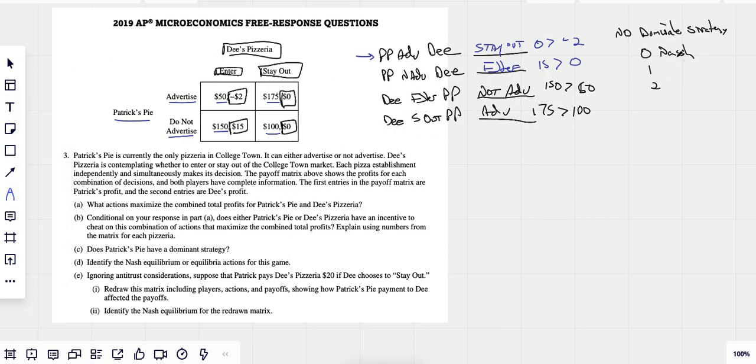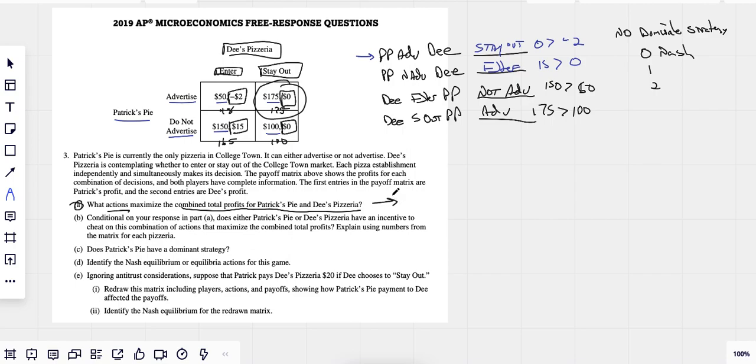Once we know what everybody's doing, right? We've underlined, we've squared in, we've got it all set up. Then we say, what actions maximize the combined total profits for Patrick Pie and D's Pizza? When they say what actions, they mean what quadrant are they going to end up being in. We just have to add up the numbers on the different quadrants. This is 175. This is obviously 48, 165, and 100. This quadrant is where profits are maximized if they were working together.